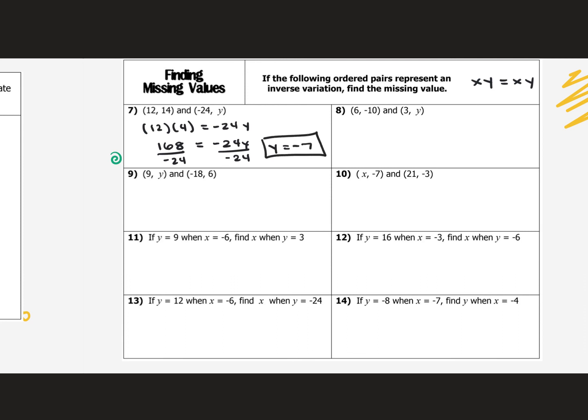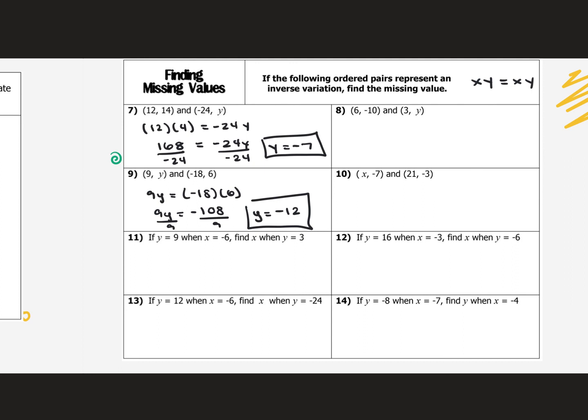All right. Looking at number 9, just going to go down the row like we did in the previous example. We have 9y is equal to negative 18 times positive 6. 9y is equal to negative 108. Divide both sides by 9, and we get that y is equal to negative 12.